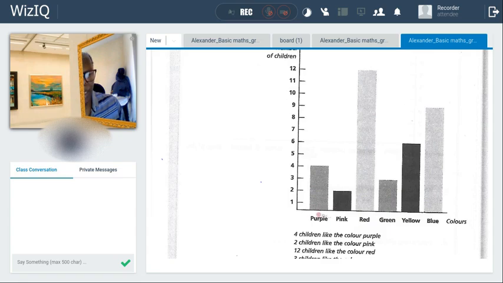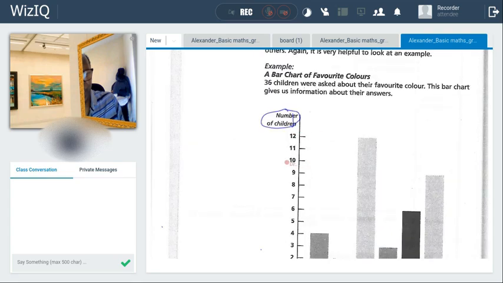Okay, so you can see here, each one: this is pink, this is purple, and this is red, but you can't see red because of how I've done it, so that's why it is represented as red. And this is green, this is yellow, this is blue. Across, which is the x-axis, they are labeled as colors. On the y-axis, they are labeled as number of children. So the number of children is the dependent variable, while the colors are independent.